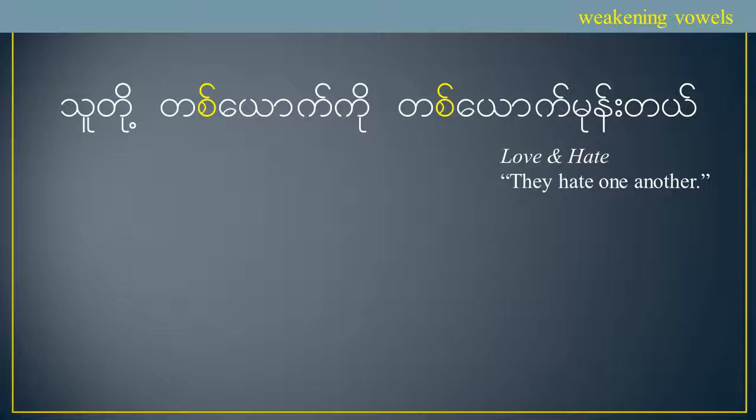So let's look at some examples here from the language app. Under the heading Love and Hate, we've selected the phrase they hate one another. So here's the 2 locations for this vowel symbol as we've discussed. Listen to the way it's pronounced on the language app and you will hear that it's been weakened because it's a part of a phrase.